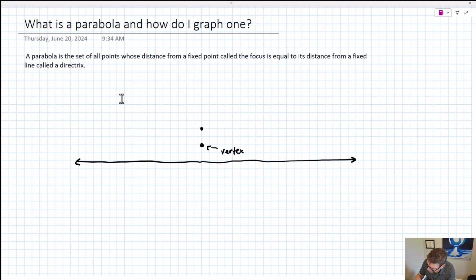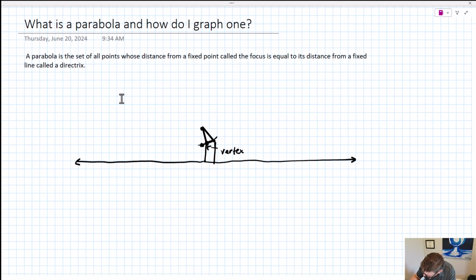Now, let's imagine that I go out from my focus. Remember, by definition, that distance away from my focus has to be the same distance as it is away from my directrix. So that's going to be another point on my parabola. As I move outward away from my focus, we're going to go upward in terms of the directrix as well. The directrix is going to get farther away as well. And so the vertex can also be thought of as the shortest distance between the focus and the directrix.